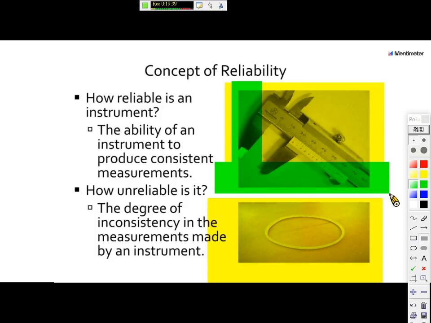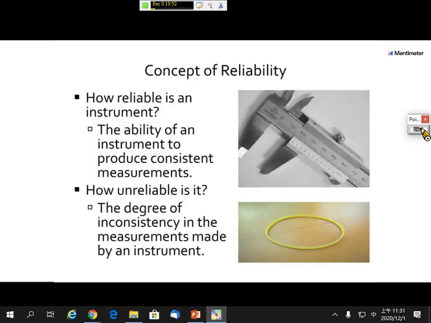Validity is yes or no. Reliability is a matter of degree. Some instruments are highly reliable, some of them are not so reliable. Okay? This is the basic idea.